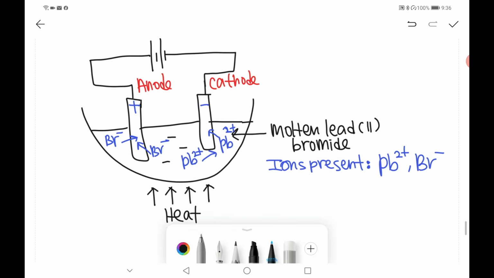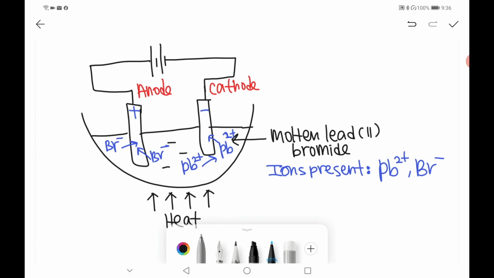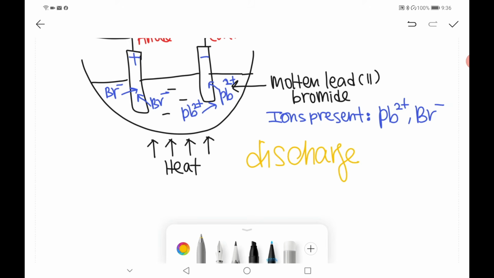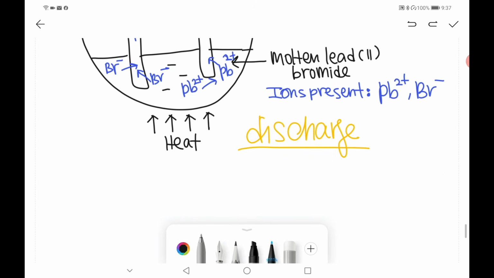Next, we need to know why they go to the anode and cathode. All the ions go to the anode and cathode for one purpose only. They want to be discharged. All the ions want to be discharged. They want to be neutral. So let's start with the anode first.